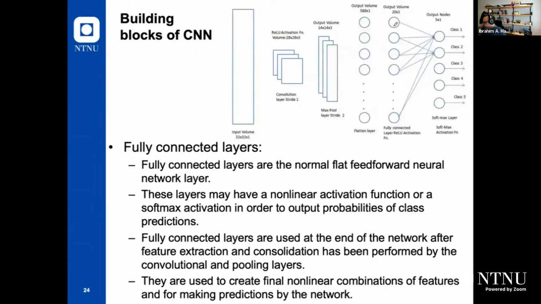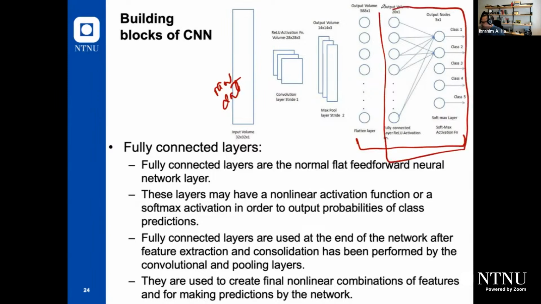So at the end, just to revise, we have this input volume. This is the raw data, correct? We have some conv layers, and each conv layer is followed by 1 or 2, for example, max pooling or average pooling. And at the end, we need to have these fully connected layers. The fully connected layers are the ones which will make the classification, right?